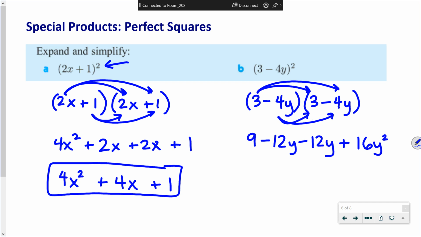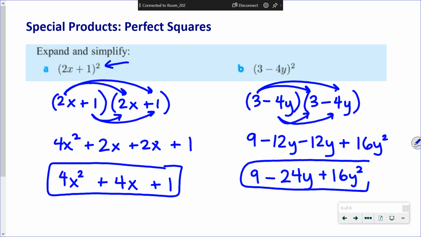This one might look a little backwards to you, but that's okay. The order is okay like this. So we'd have a 9. We combine those middle two, we're going to get a negative 24y. They don't cancel each other out because they're both minus. And then a plus 16y squared. And we can leave it in this order, even though it looks backwards to us, but it's actually okay to leave it in that order.